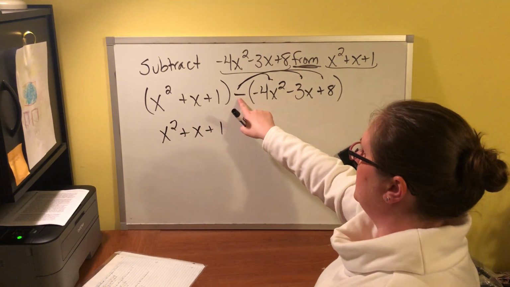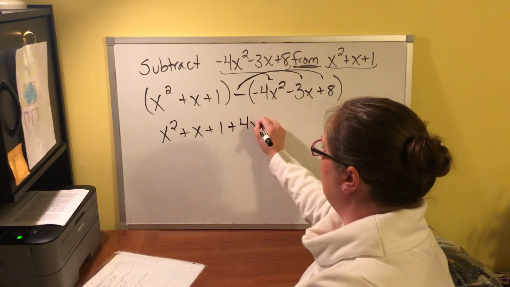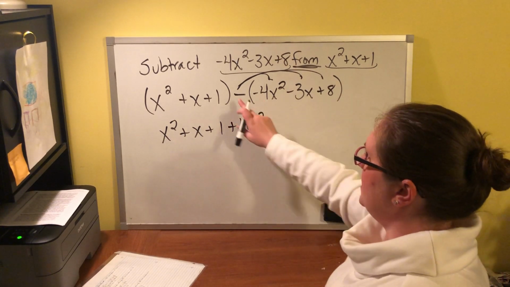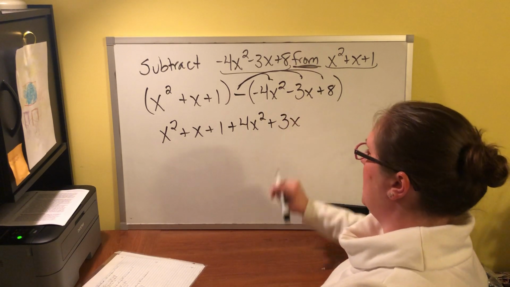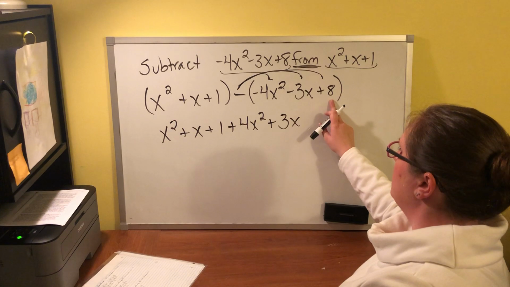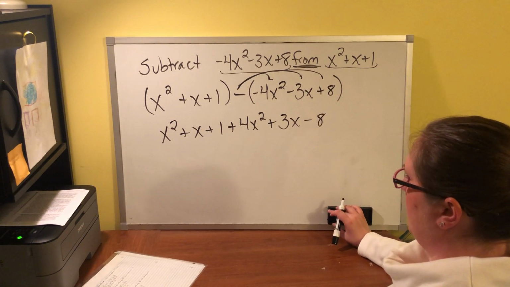Now here we're going to distribute a negative times a negative 4x squared. That becomes a positive 4x squared. I have a negative times a negative 3x. Well, that becomes a positive 3x. And now I have a negative times a positive, so that becomes a negative 8, okay?